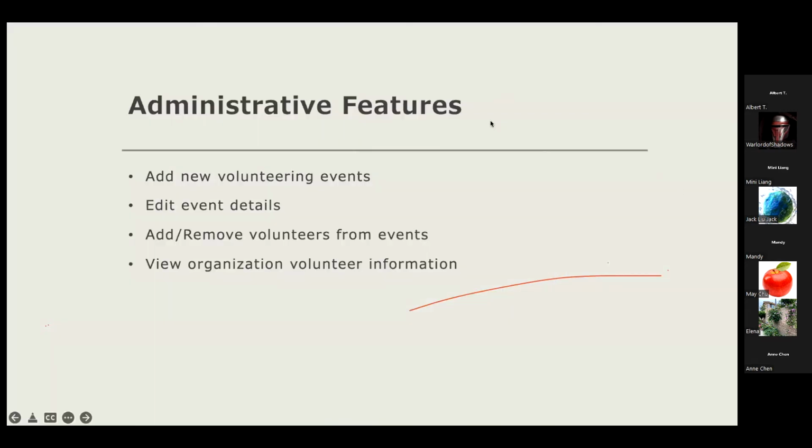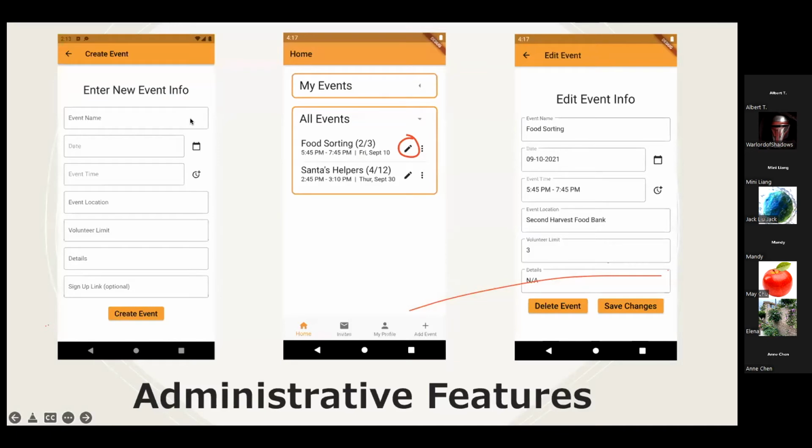The administrative features, I mentioned these before, but basically admins can add new volunteering events, edit event details, and also add or remove volunteers from events, and also view organization volunteer information. So here is the edit and management for events. They can create new events, and then also there's a little edit button that shows up for them on the main page, where they can go and edit the information, say the times changed or they've added detail, or they can increase the volunteer limit. They can do that easily.